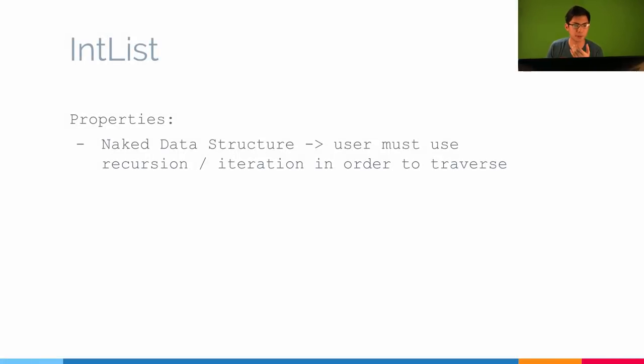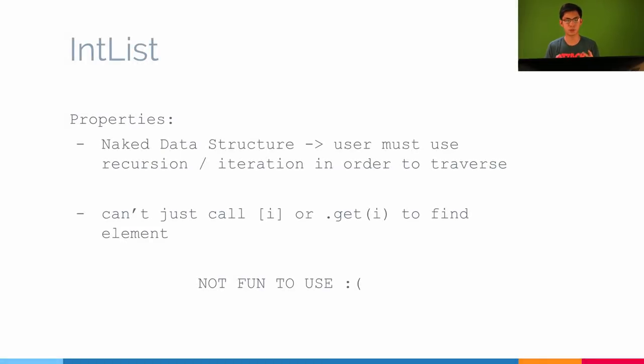So once again, the property of an IntList is that it's naked. In order to actually get to an item within the IntList, we either have to use recursion or we have to use iteration to get to that node. Because of this, it's really hard for the user to use. It's no fun for them because they can't directly index into it, or call a method such as .get(i) to find whatever they need. And so it's really hard and just not fun to use overall.